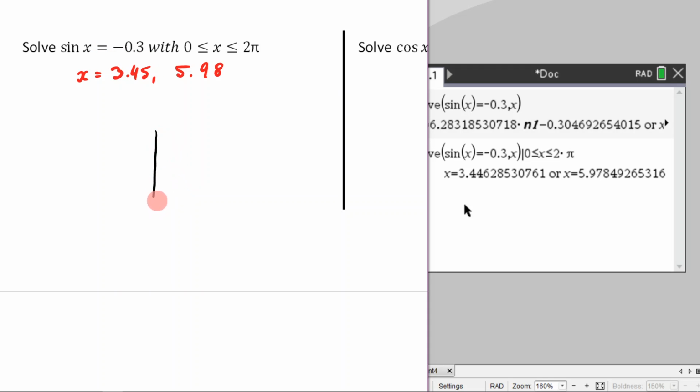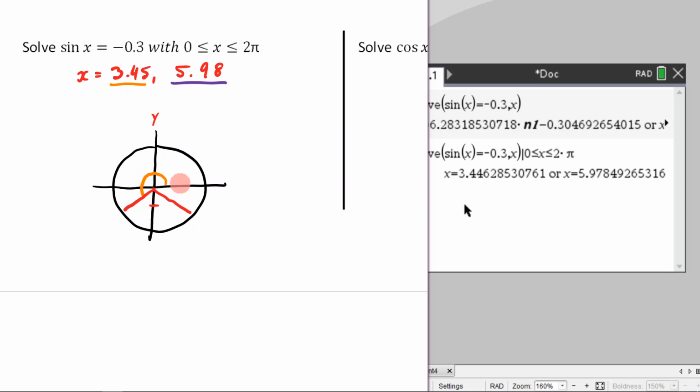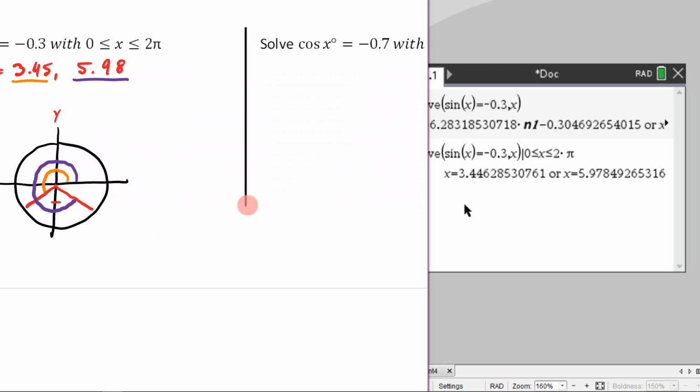If we think of our unit circle for a moment, and then we think, all right, sine is my y, and it's negative 0.3, so it's going to be down here. So I'm thinking of that angle and that angle there. Now, the smaller one, 3.45, is going to be there, and then the bigger one, 5.98, is going to be the angle there. And that's what we've found. So that's how we can think about what we've done. All right, let's move on to our next one.